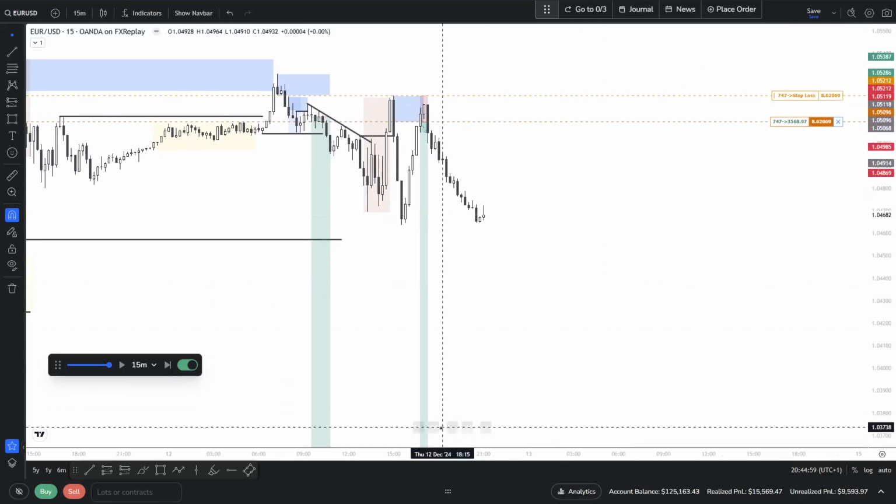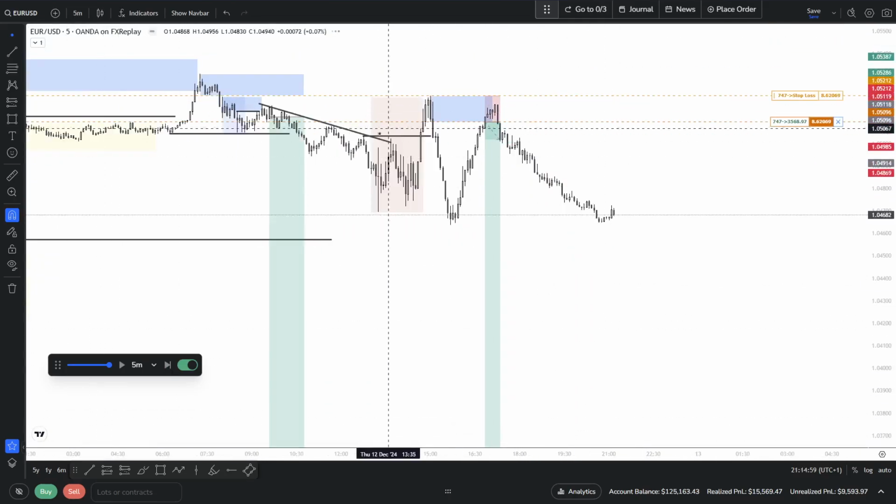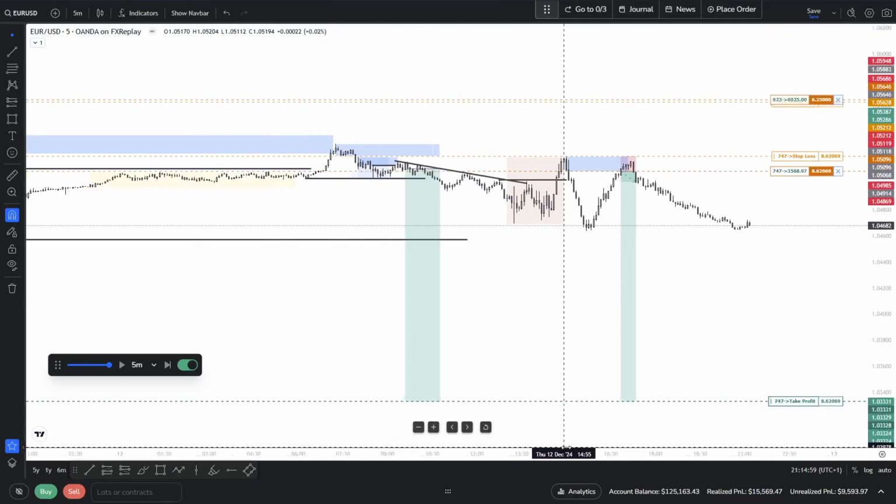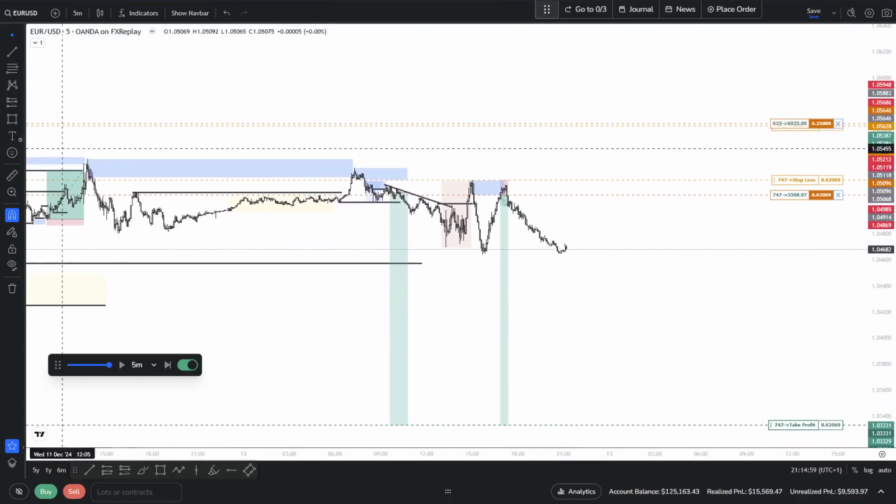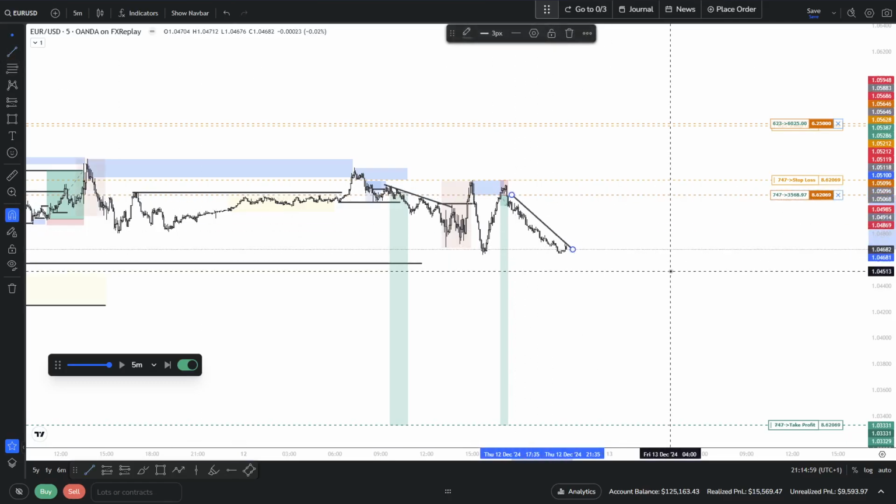No possible re-entry stuff, right? M5 got out at break even there. Bit frustrating, but yep, it is what it is. This leg is also way too bad, man. This is way too bad.